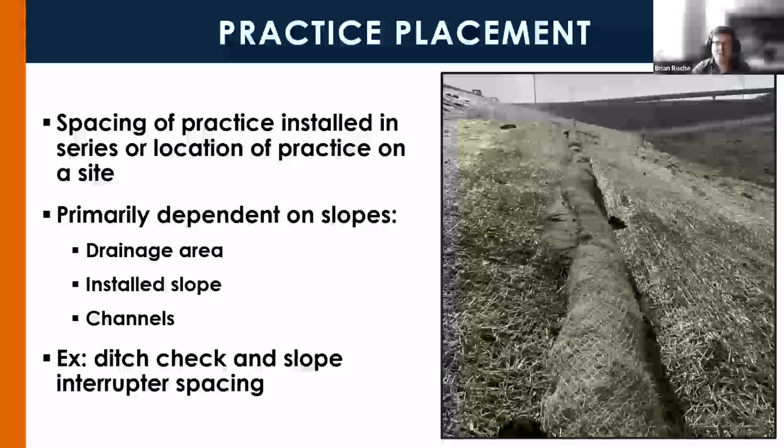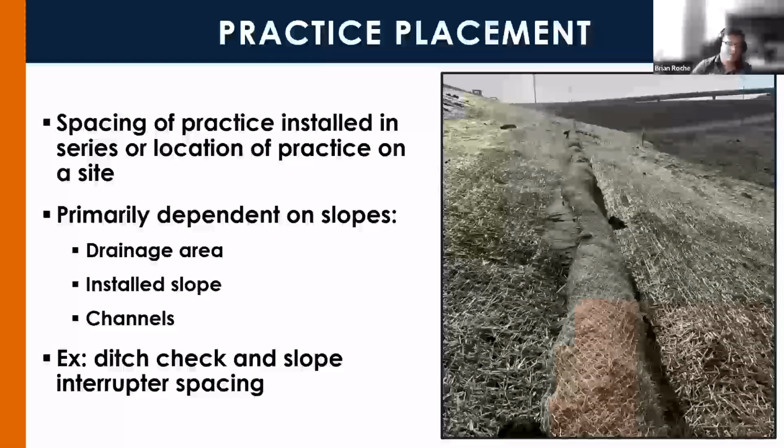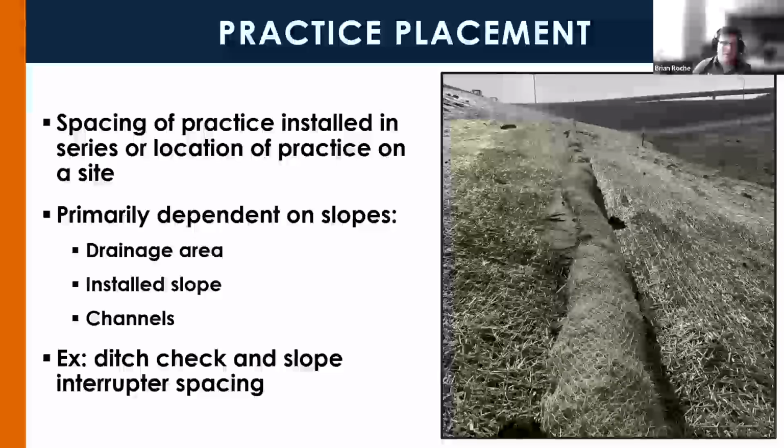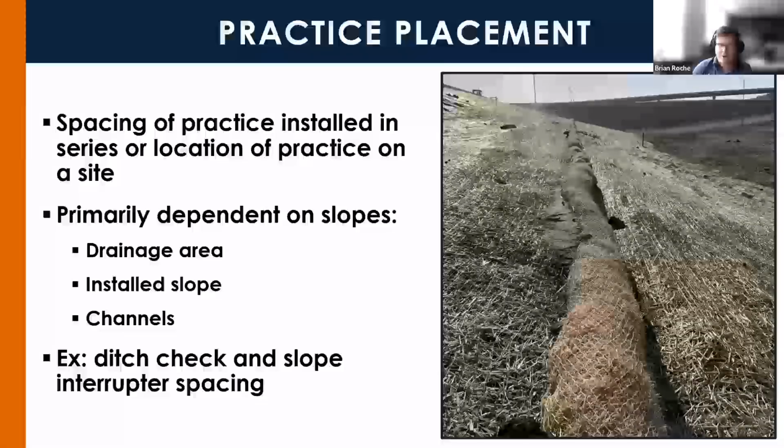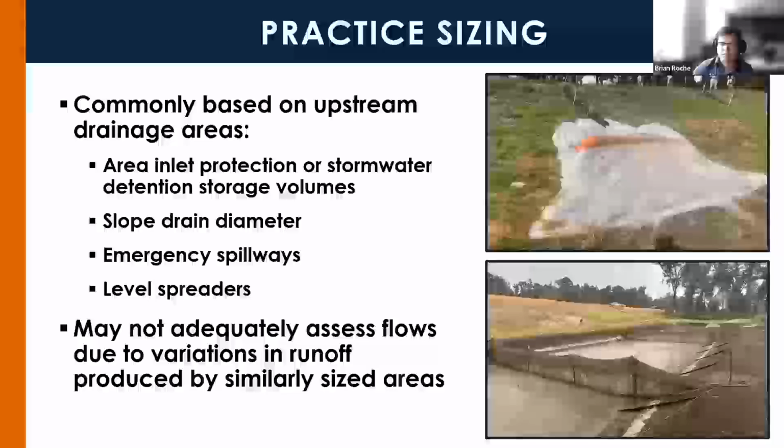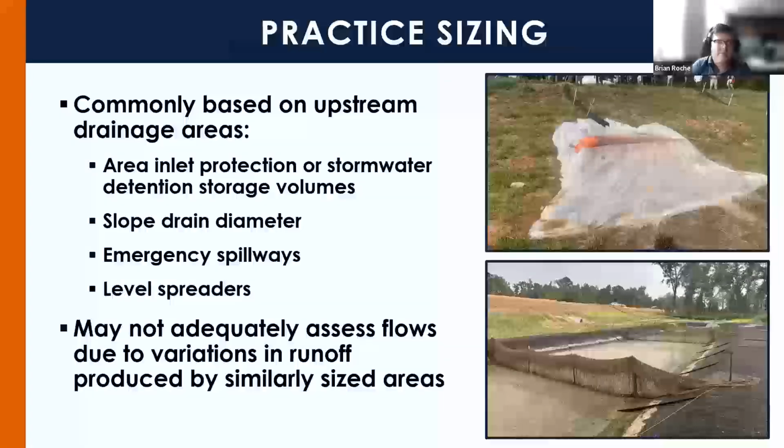So the placement of practices was primarily spacing of practices in series or just the general location. These can primarily be dependent on slopes, is what we found, such as ditch check and slope interruption spacing, which you can see here. Practice sizing we found was most commonly based on only the upstream contributing area. But similar size areas can have vastly different flow rates due to soil types, impervious areas, and slopes. So this may not be adequately assessing flows.